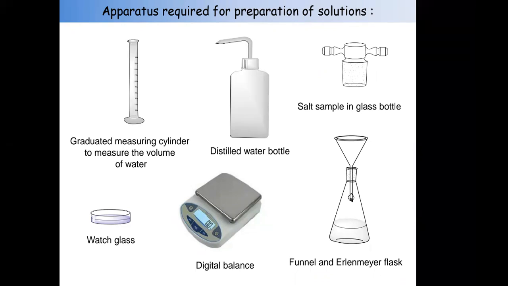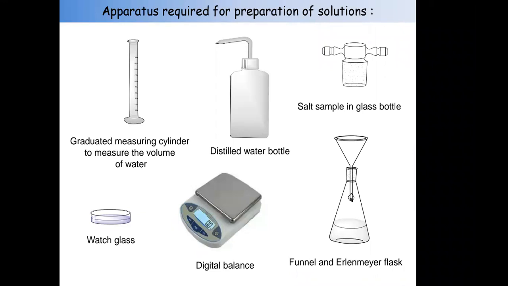The third one is the solid sample containing glass bottles or glass jar. The fourth is the watch glass to weigh the solid sample. Fifth one is the digital balance, that is also to weigh the exact weight of the sample. And the last one is the funnel and earthenware flask to prepare the solution.